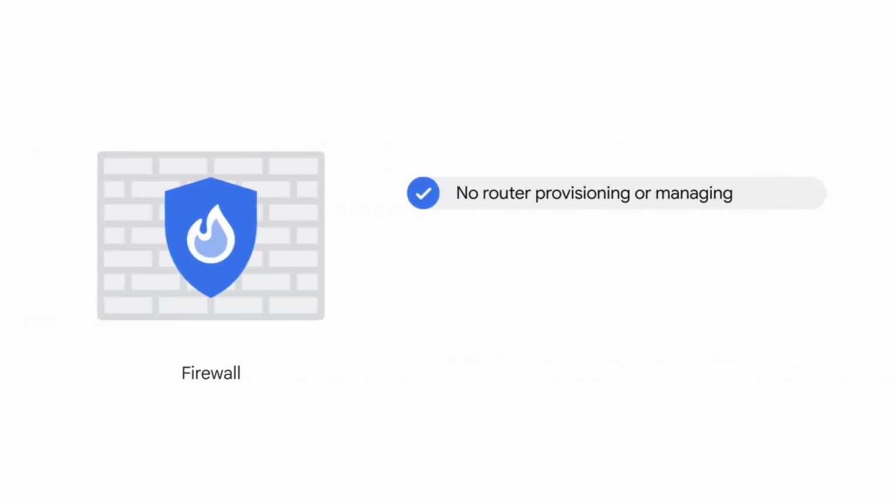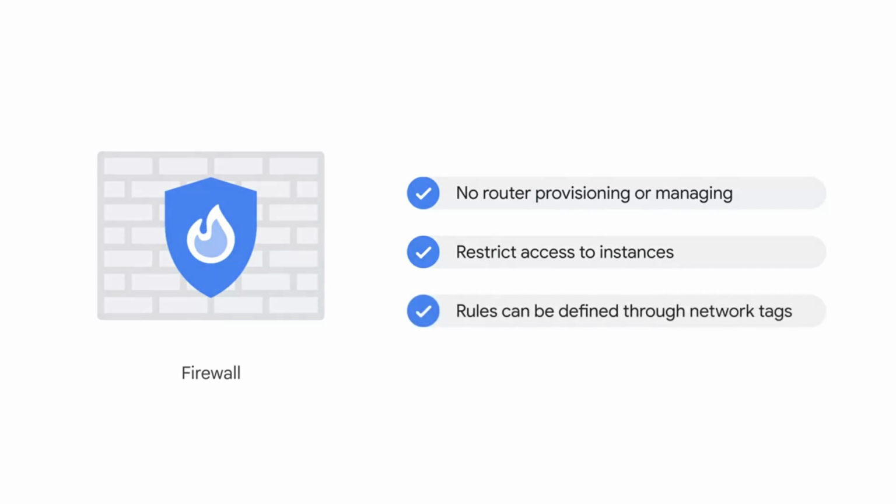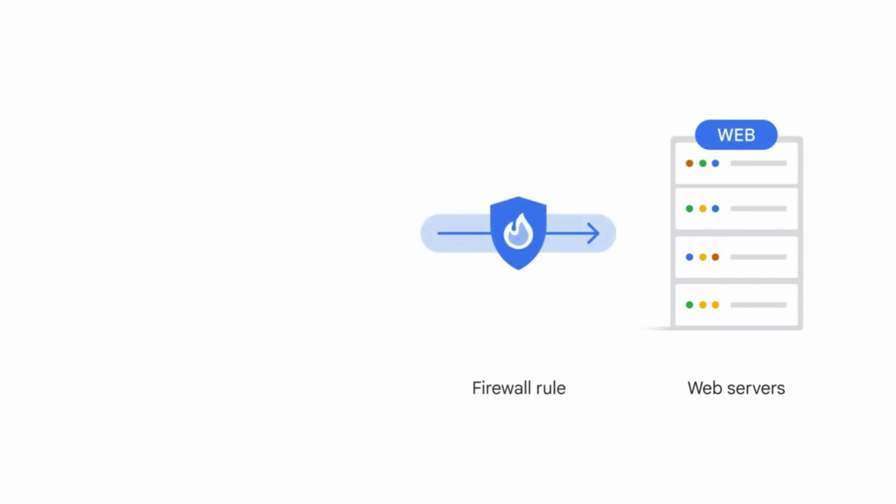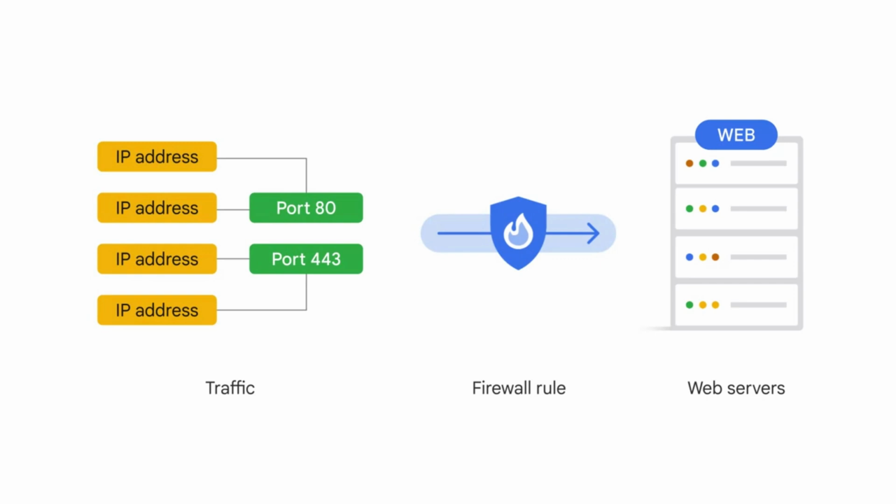Another thing you don't have to provision or manage for Google Cloud is a firewall. VPCs provide a global distributed firewall, which can be controlled to restrict access to instances through both incoming and outgoing traffic. Firewall rules can be defined through network tags on Compute Engine instances, which is really convenient. For example, you can tag all your web servers with, say, web, and write a firewall rule saying that traffic on ports 80 or 443 is allowed into all VMs with the web tag, no matter what their IP address happens to be.